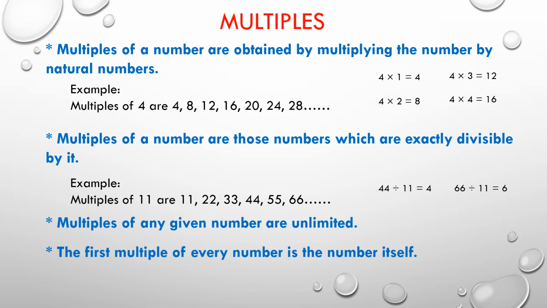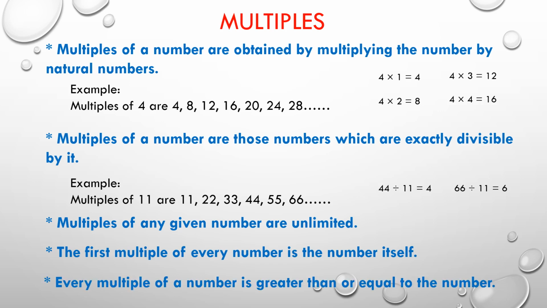So I can multiply 4 with an unlimited natural number and find out the multiples. Okay. Next, the first multiple of every number is the number itself. As you can see, when I am finding out the first multiple, how can I find it? By multiplying it with 1, because the first natural number is 1. Natural numbers start with 1. So when I multiply any number with 1, the answer is the number itself. So I can say the first multiple of every number is the number itself.